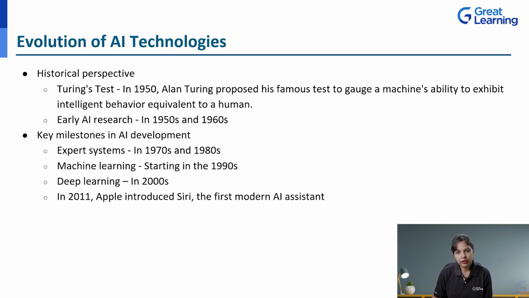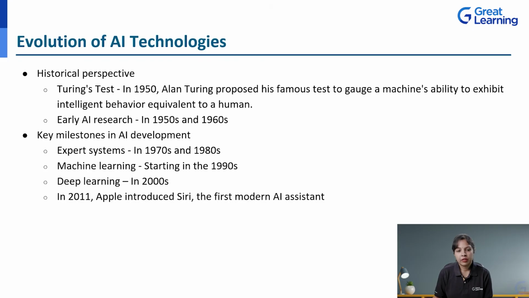Then the research went on, but the progress was not very fast. It was at a slow pace. In the 1950s and 60s, the research was mainly on the development of rules, or sets of rules, which you can fit into a computer system so that it can then behave intelligently like a human. So that was all about the 1950s and 60s.